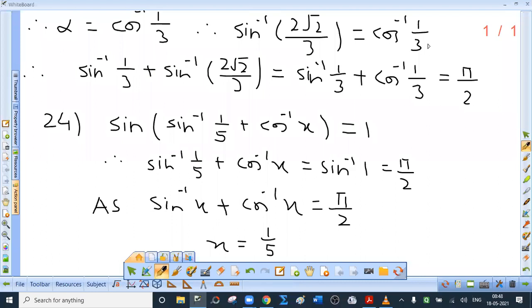24th is simple one. If sine of sine inverse 1 by 5 plus cos inverse x is 1, find the value of x. Now invert the relation. So sine inverse 1 by 5 plus cos inverse x is sine inverse 1, which is pi by 2. Or you may say replace this 1 by sine pi by 2 so that this becomes pi by 2. Same thing. But we know that sine inverse of x plus cos inverse of x is pi by 2. So x has to be 1 by 5.